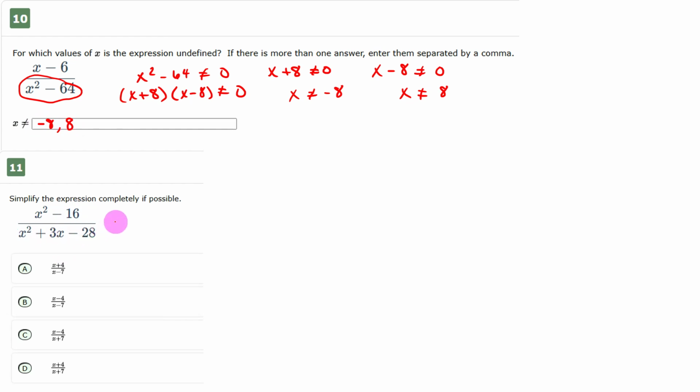So simplify completely. We want to factor everything. The top is the difference of squares. What multiplies to negative 28 and adds to 3? That's going to be x plus 7 and x minus 4. Then we're just going to cancel out whatever will cancel out. We're left with x plus 4 over x plus 7. Right there.